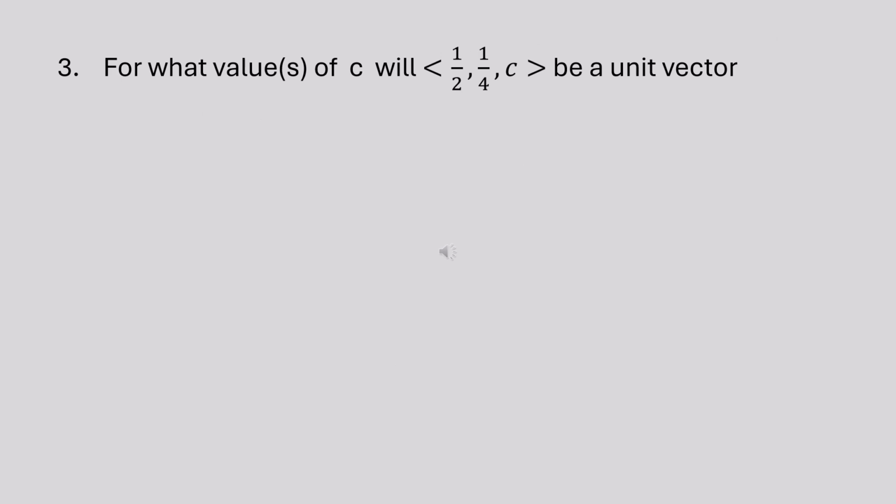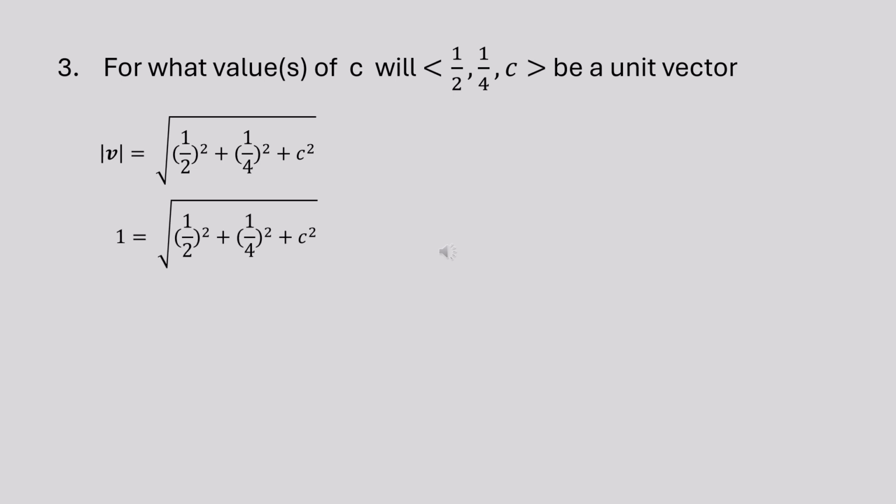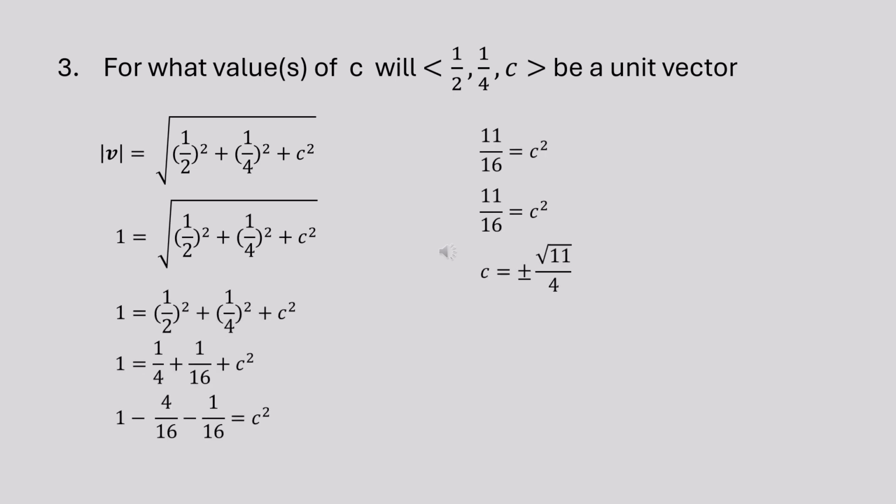In this question, we want to find the values of c that will make the vector a unit vector. Recall that to be a unit vector, the vector just has to have a magnitude of 1. So let's call this vector v and write out the equation of its magnitude. Then let's set it equal to 1. And after we solve for c, we actually get 2 values of c and both of them would be valid.